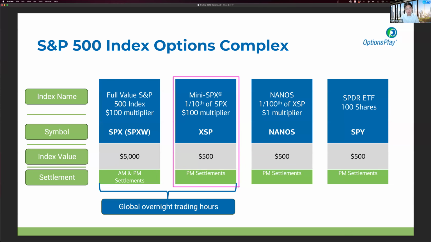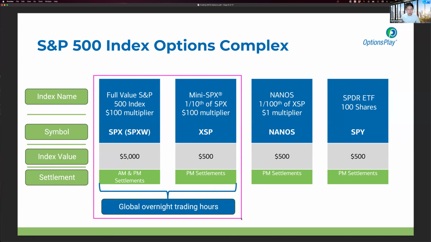And because this is a product that was predominantly built for retail traders, they only offer PM settlements, which is a nice benefit from that perspective. You don't have any options that are AM settled. Now, both of these products offer global overnight trading hours. This is the only listed option in the United States that offers overnight trading, meaning you can trade it from, I believe, 8:15 p.m. to 9:15 a.m. the next day.